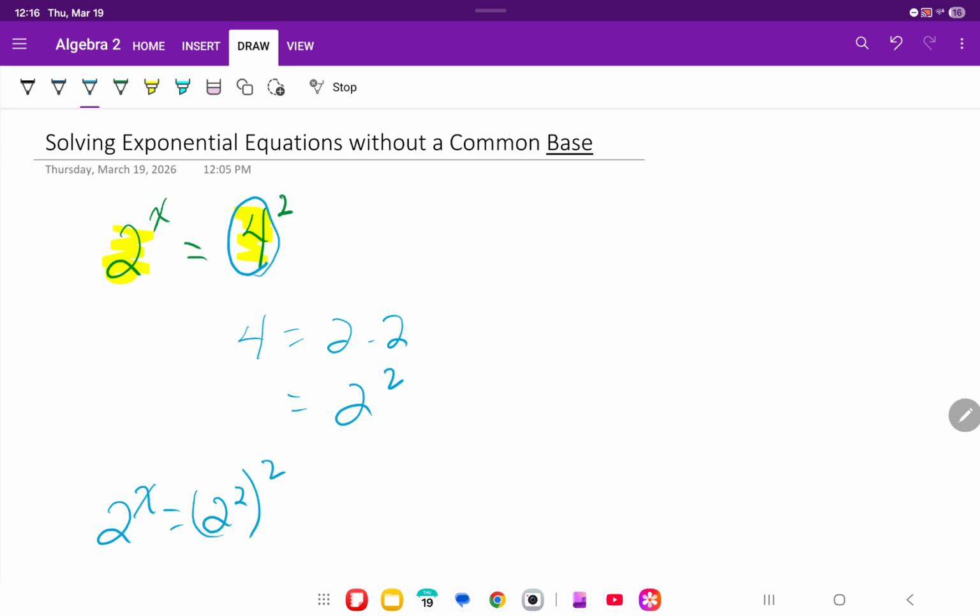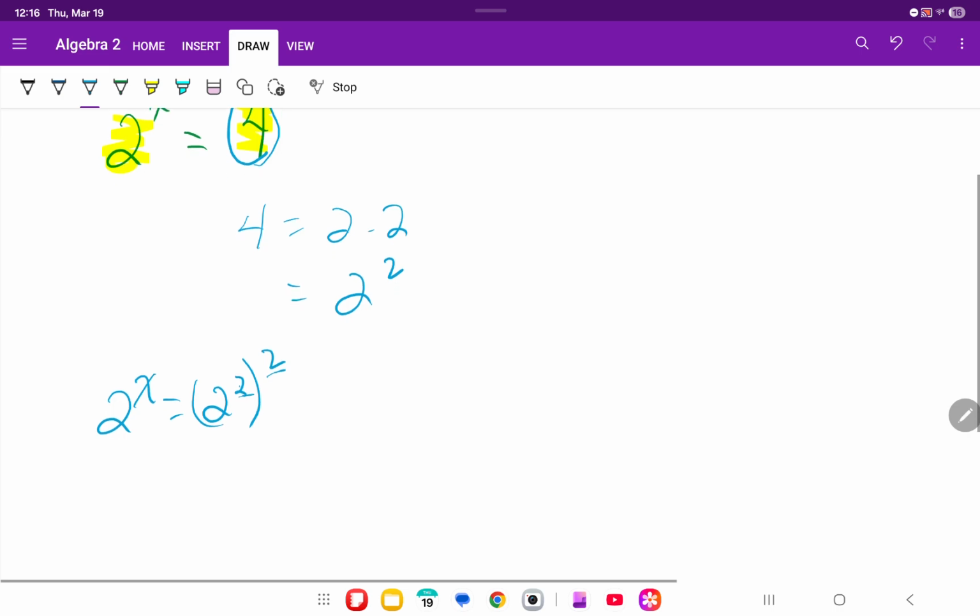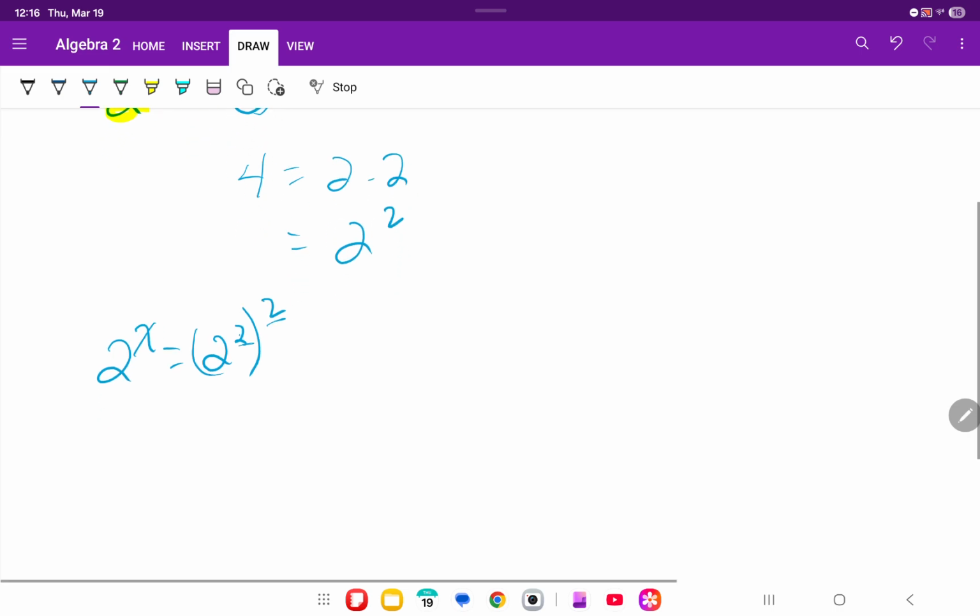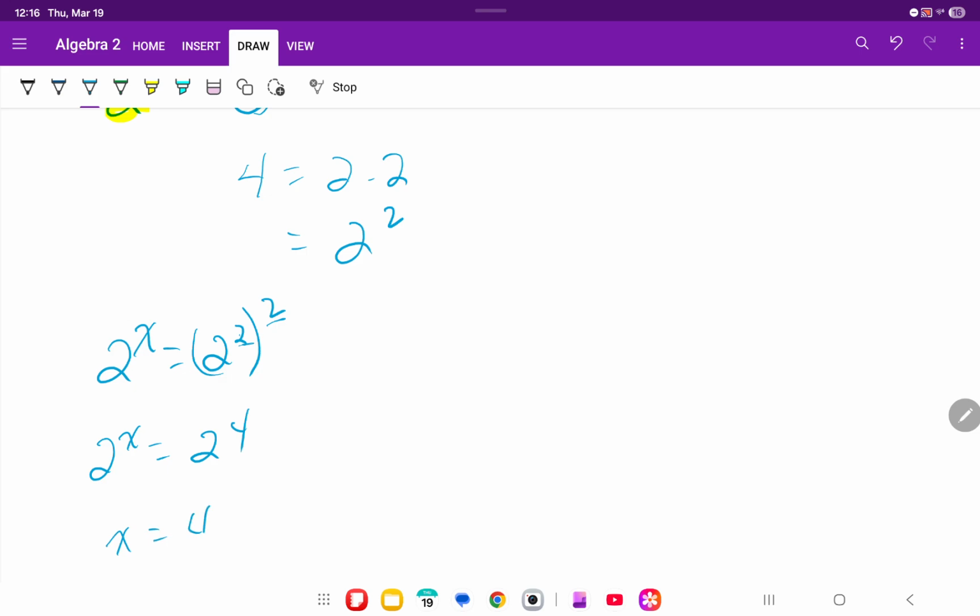Now, properties of exponents says that when we have a power raised to another power, we multiply those powers. And I'm going to demonstrate that later with something else, but we now have 2 raised to the x power equals 2 raised to the 4th power, which means x would then equal 4.